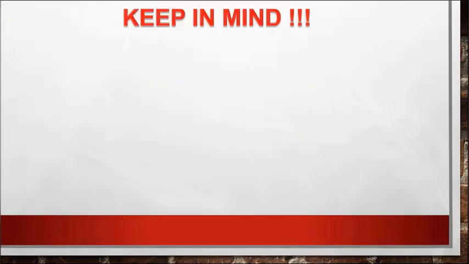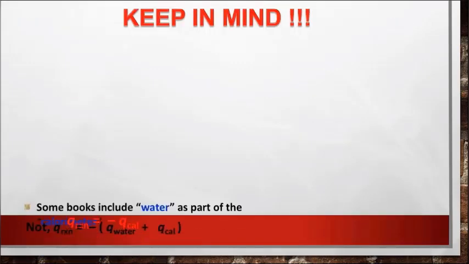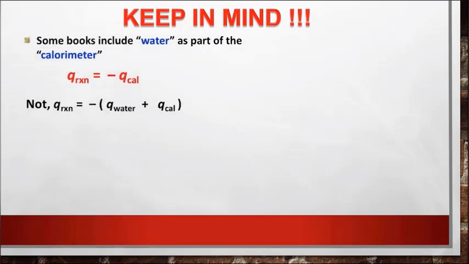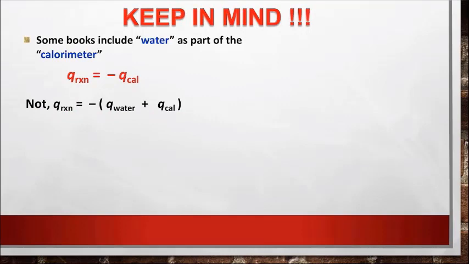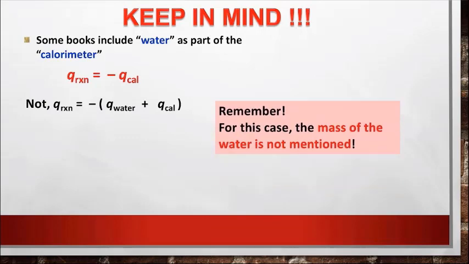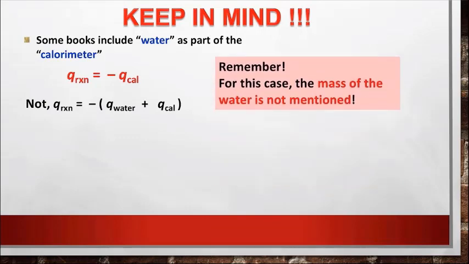Here is something that you have to keep in mind. In some cases, water is considered as part of the calorimeter. Hence, the heat released by the reaction is only absorbed by the calorimeter. This is the formula used instead of this. Now, how do you know when water will be considered as part of the calorimeter? It is when there is no mass of water mentioned in the question. If this is the case, then you only have to use this formula in calculating the heat release of the reaction. Let's see an example for this kind of question.